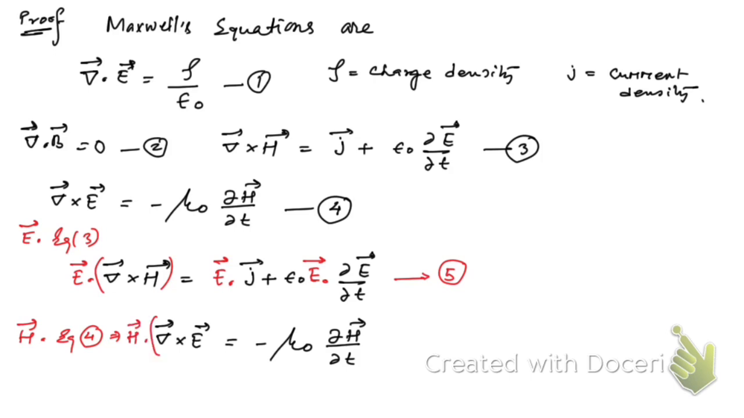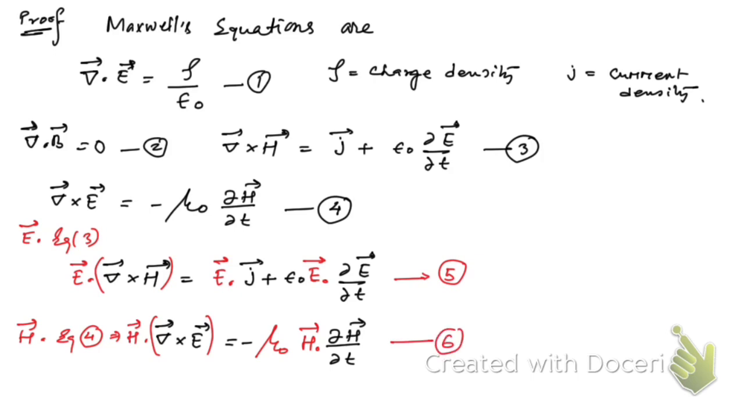H dot this and H dot this, so you can write directly this way, minus, you can write here H dot, minus mu naught H dot del H by del T. That's what you can write. So this is, suppose, equation number 6.